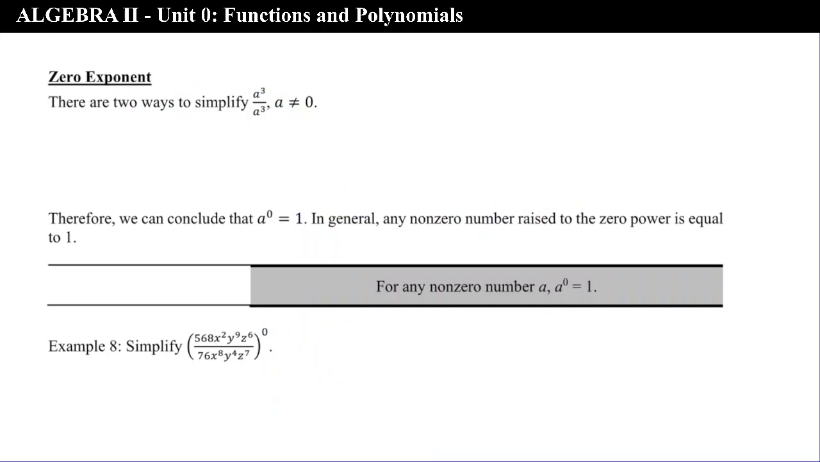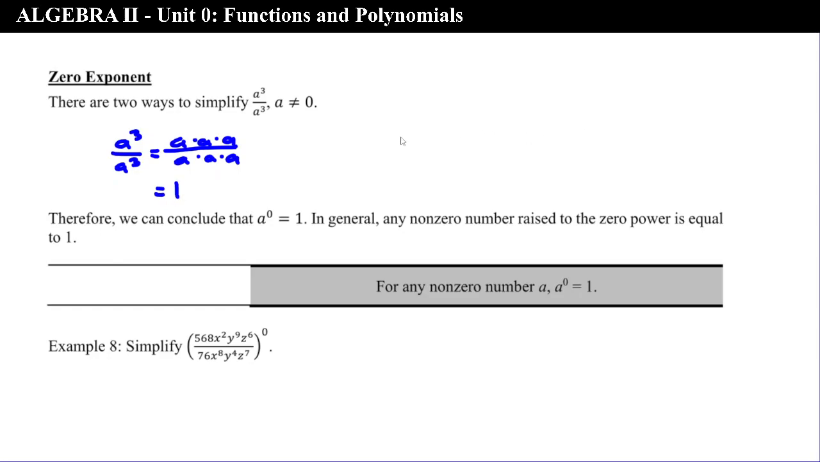Okay, let us move on to two more rules that are kind of on their own. Okay, and the first of which is the zero exponent rule. There are two ways that we can simplify a to the third over a to the third. Now, you may very obviously already be thinking, well, that's just one, right? Well, you're correct. That would be the first way that we can look at it. A to the third over a to the third, we can write that as a times a times a over a times a times a. And really all that is 1, right?